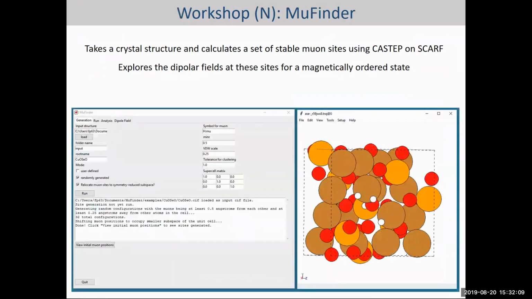Another program that will be available is Bernhardt's viewfinder programs. So this takes a crystal structure and then, using CASTEP on SCARF, it uses the Muon type approach to find stable sites, and then allows you to explore these sites for magnetic ordered states using UVSI.